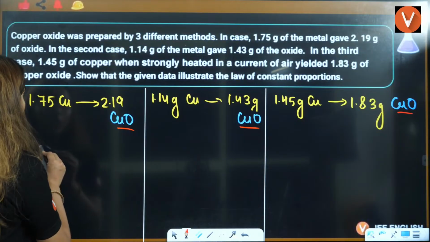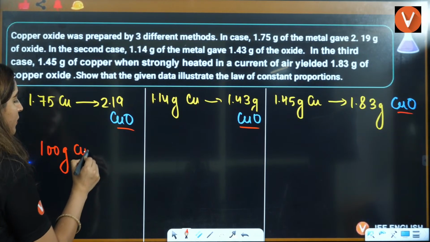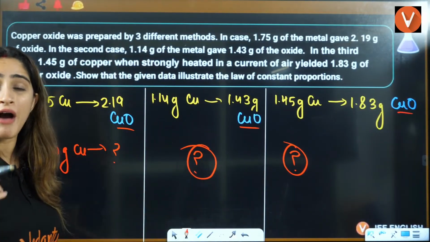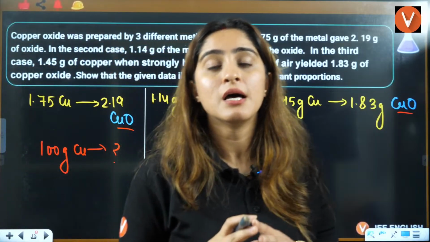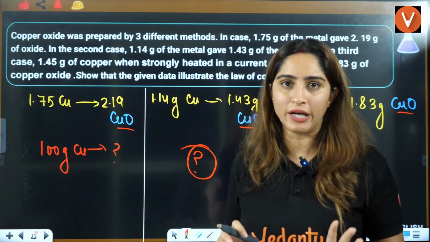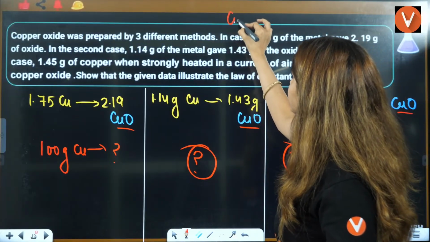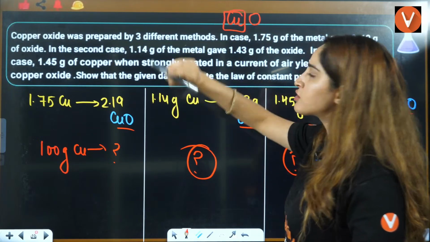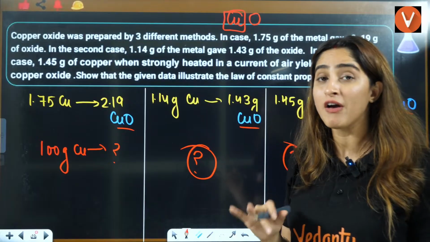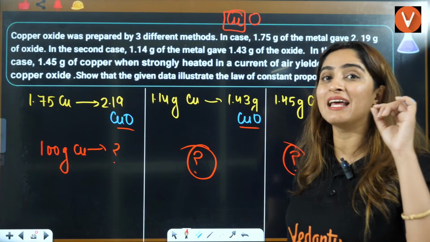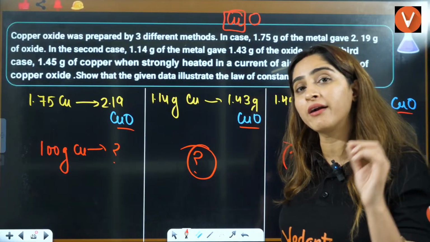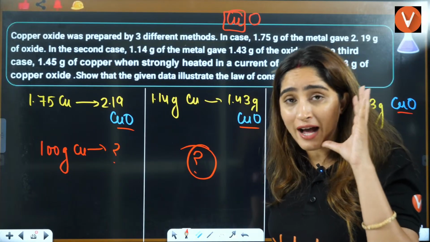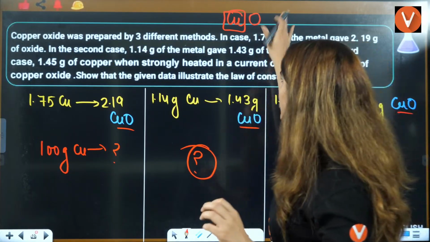So you'll see how much oxide 100 gram of copper gives in each of the following. Understood why we are checking for 100 gram of copper? Because we need to make one thing constant here. Let's say this is Cu, this is Cu, this is oxygen. If I make copper constant, that means 100 gram of copper, and the same amount of oxide is given in each case, then it is actually following the law of definite proportion. So let's see that here.